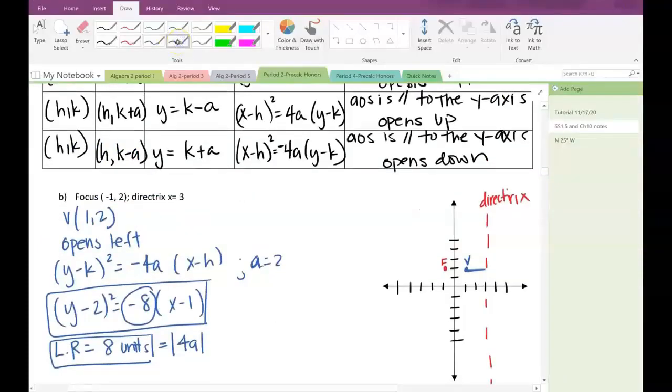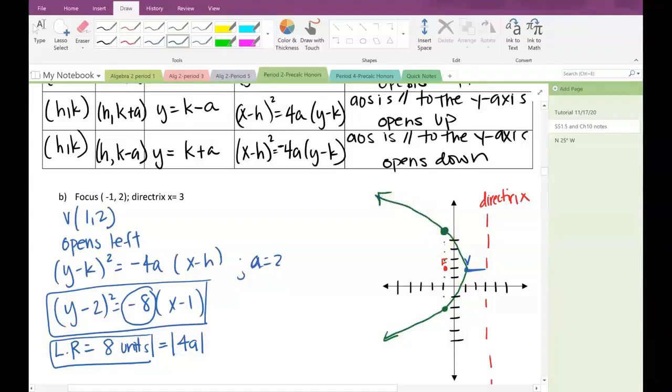That means I'm going to go up 4 units from the focus. 1, 2, 3, and 4. I'm going to go a little bit above there. 1, 2, 3, and 4. With the dot, I can now sketch out my graph just like that. If you miss your dot there, just make it fatter.